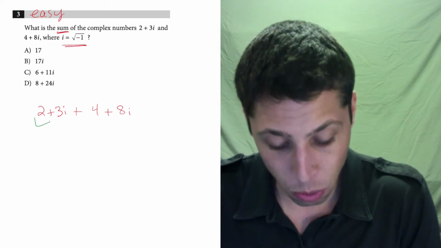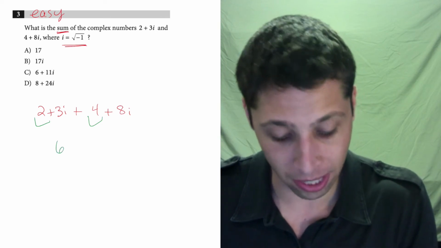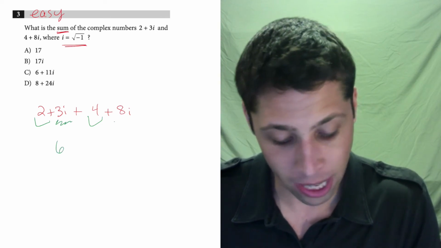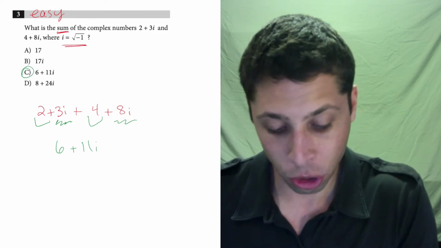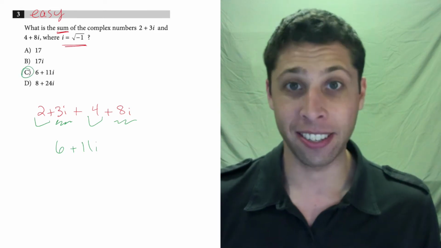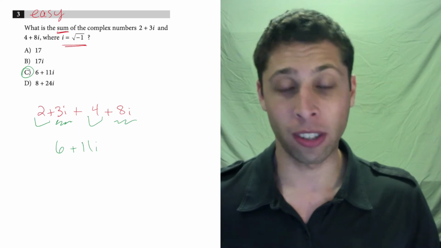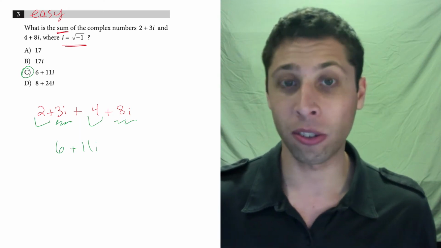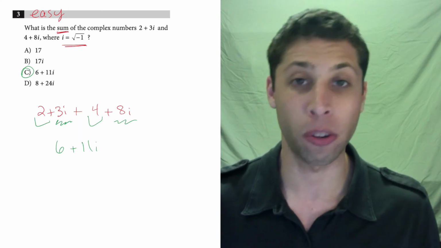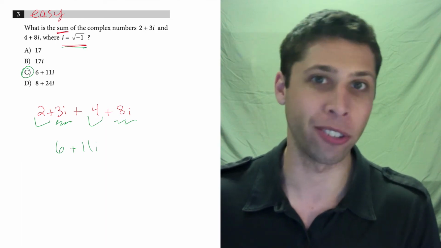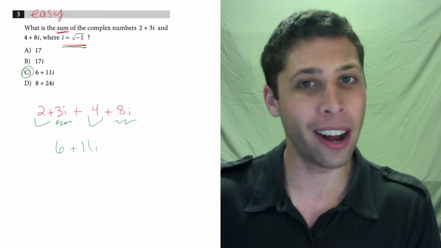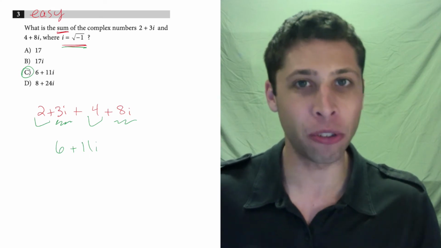So it's really just a matter of treating them like variables and combining like terms. So 2 and 4 go together to make 6, and then 3i and 8i go together to make 11i, which is choice C. And that is it. There are going to be questions later on in many tests where you have imaginary numbers and we need to understand this i is equal to radical negative 1 and what that means. But for an easy one, it should just be straightforward.